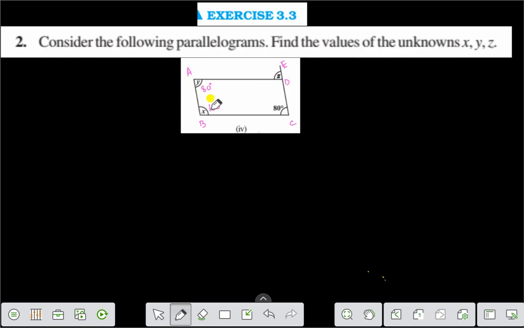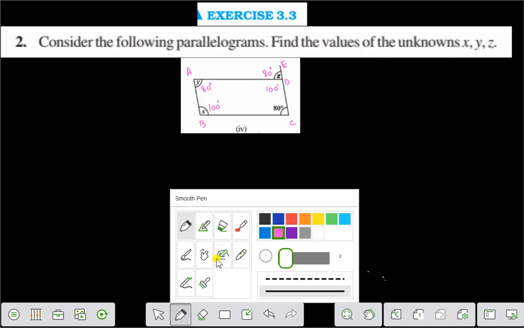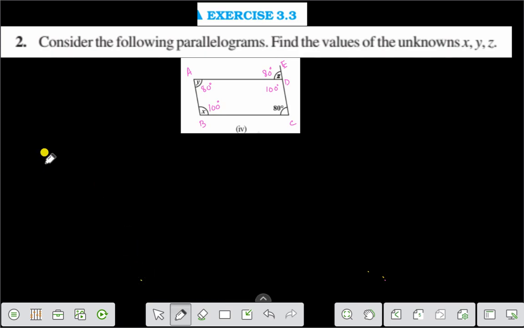Now, you see, this angle and angle D are opposite angles, right? Since this is 100 degree, this angle will also be 100 degree. And this angle and this angle are a linear pair. Since this is 100 degree, this is 80 degree. Now, we'll write the solution in this way.